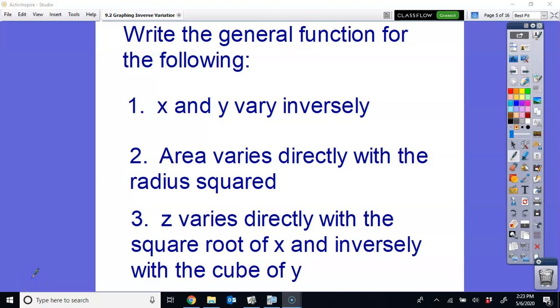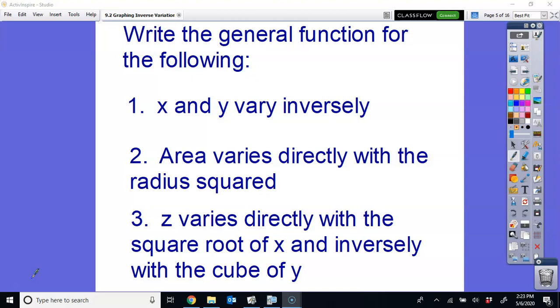Alright, so here's a few warm-ups for you to try before we get into our lesson for the day. Make sure you pause it and try them. Number 1 says write the general function for the following. General means we're not actually finding the constant of variation like we talked about in the other video. We're just writing what the form of the function looks like.